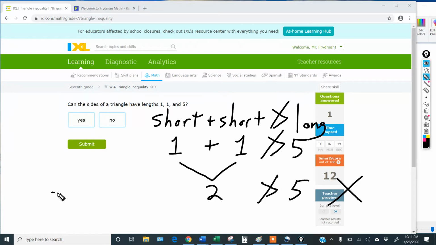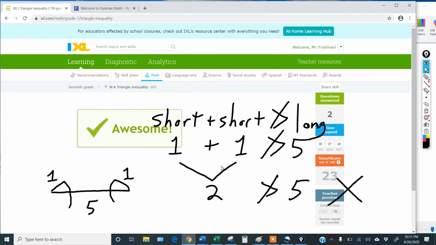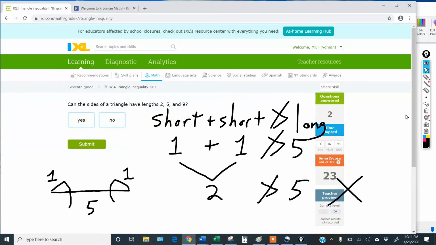If we tried doing that, let's say that this is 5 centimeters long, and this is 1 centimeter long here, and this is 1 centimeter long here, we can see that the two short sides are not going to be able to reach each other. No matter how we rotate them, they simply cannot reach each other, and we would not be able to make a triangle. So the answer for this one is going to be no. Remember, when we add the two short sides together, we want that to be longer than the longest side.